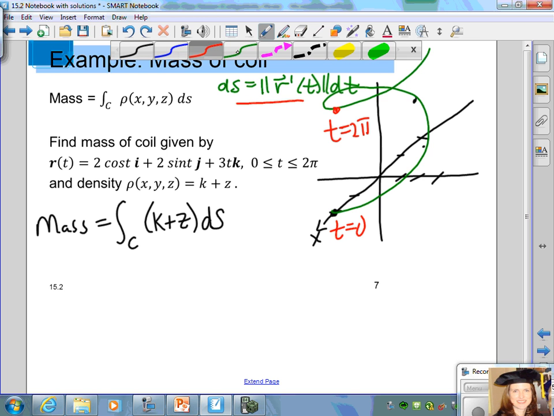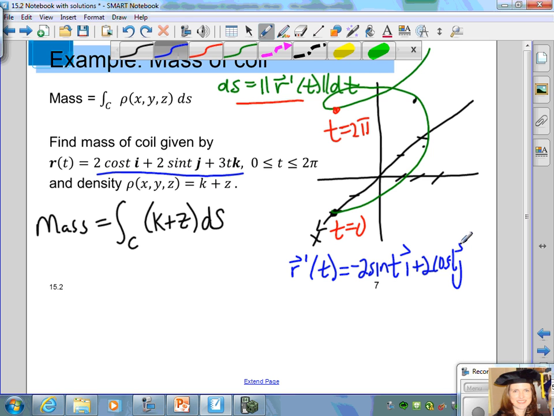So if we know that r of t is given here, we want to find r prime of t. R prime of t is equal to the derivative of each of the components. The derivative of 2 cosine t is negative 2 sine t. It's going to be your i. The derivative of 2 sine t is 2 cosine t, j. And then the derivative of 3t is 3. That's going to be your k.